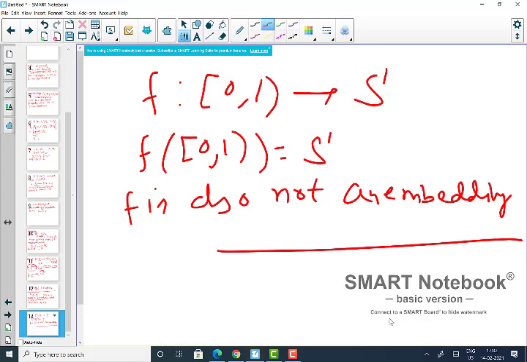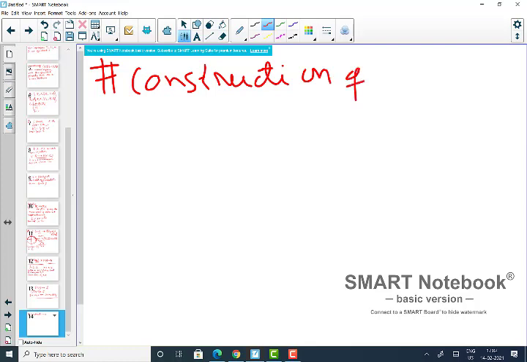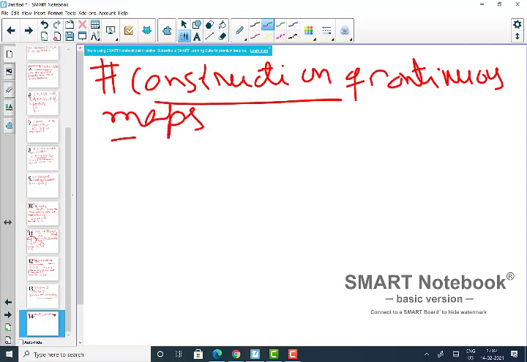So now maybe we can ask for more properties of continuous functions, because homeomorphisms also involve continuous functions. If you know some continuous functions, can you construct more continuous functions? And the answer is yes. So here is the construction of continuous maps from a given map. Let me start with an example.